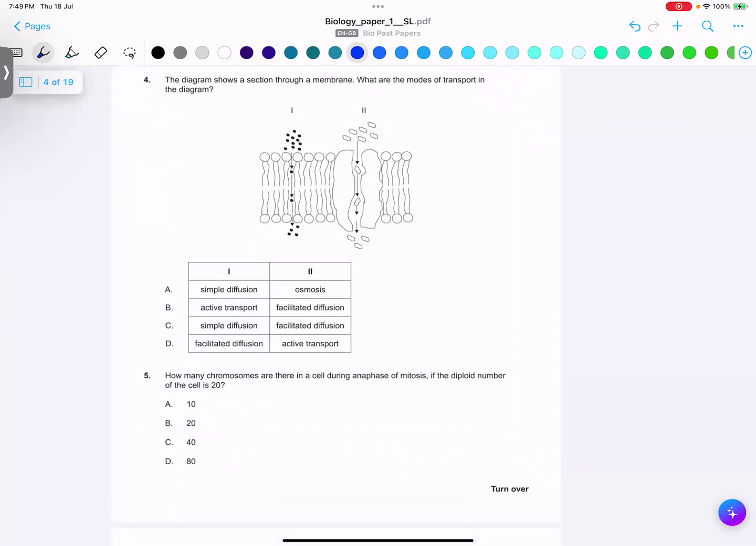So here we're talking about modes of transport, right? So we have two modes of transport. We have the second mode. I directly can see that there is a channel protein, meaning that this is going up a concentration gradient. So it's going up a concentration gradient, right? So now we directly know that this is going up a concentration gradient, so it's not osmosis, whereas this is not facilitated by anything else, right? So we directly begin looking at our answers.